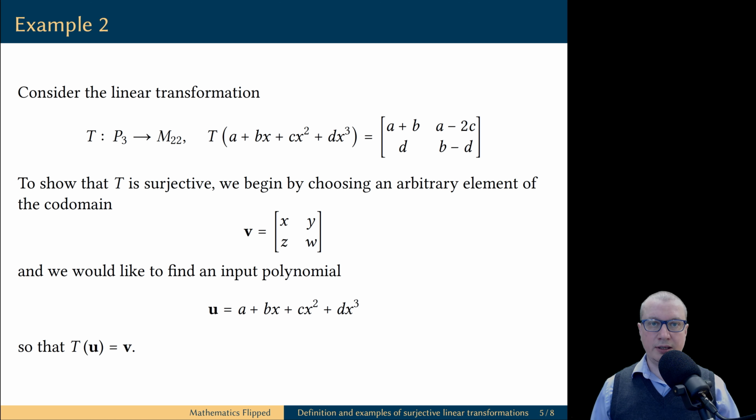To prove that this linear transformation is surjective, we need to show that every element of the codomain, which is a 2 by 2 matrix, can be obtained as a value of this linear transformation on some input from the domain, which is a polynomial of degree at most 3. So, let's take an arbitrary vector in the codomain, which is a 2 by 2 matrix with some arbitrary components x, y, z, w, and we're looking for an input polynomial a + bx + cx² + dx³ so that the value of T on this polynomial is the given 2 by 2 matrix.